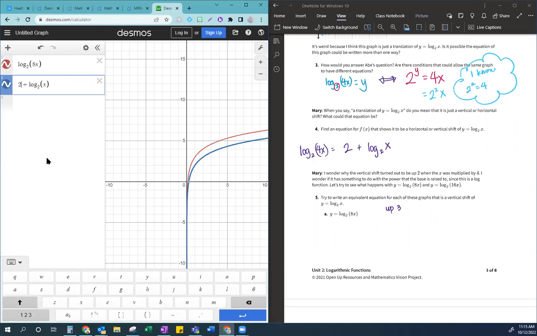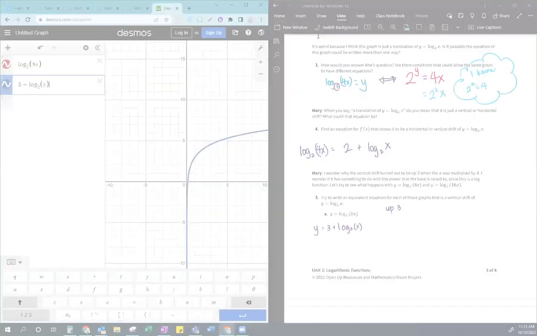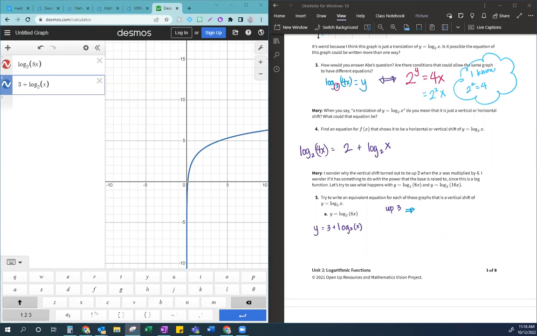So this isn't plus 2, this is now plus 3 because that's what you guys said. Move it up 3, Miss Johnson, right? So this is equal to log base 2 of 8x. Yeah, it's because 2 to the power of 3 equals 8. That is exactly why. Does that make sense? It's up 3 because 2 to the power of 3 equals 8.